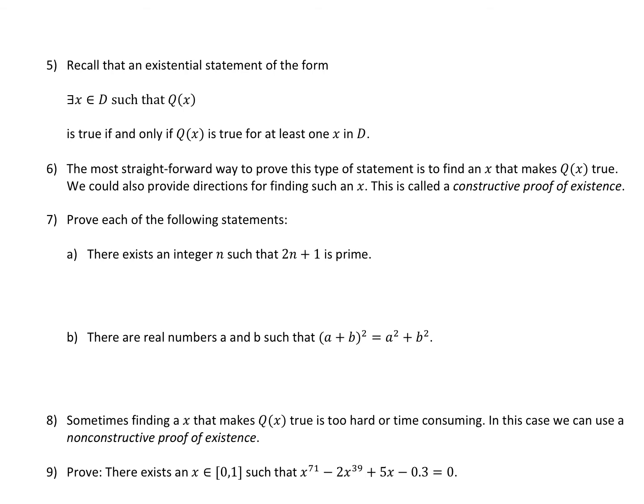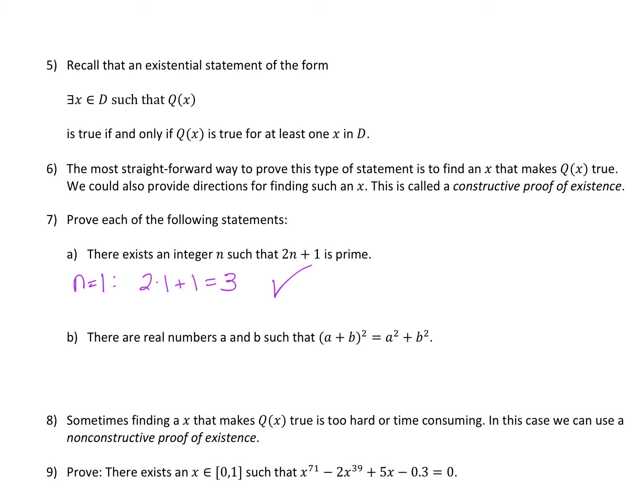Okay, so let's prove each of these statements. There exists an integer n such that 2n plus 1 is prime. So we just have to find one. To prove that this statement is true, we just have to find such an n. So let's consider n equals 1, right? So 2 times 1 plus 1 is 3, and 3 is prime. Check. We proved it. We found an n equals 1, such that 2 times n plus 1 is also prime.